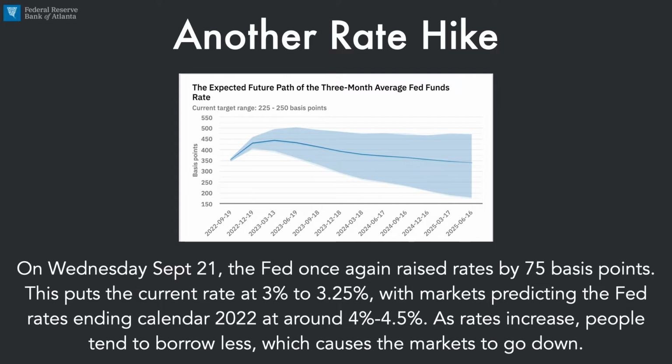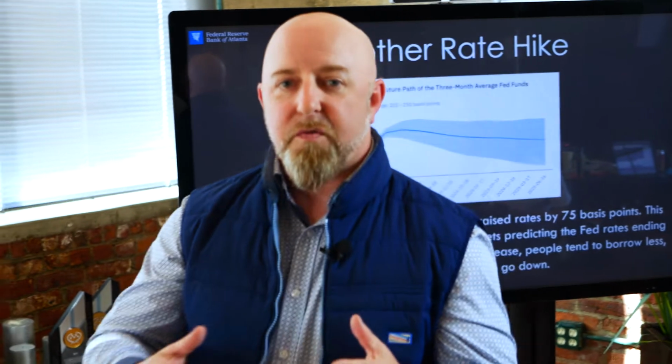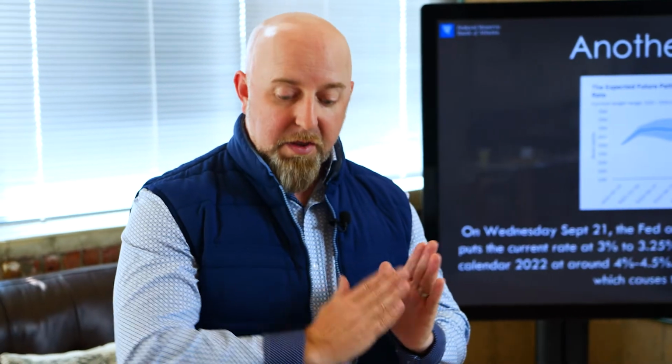As rates increase, people tend to borrow less, which causes markets to go down. What else does this cause, right? Let's take a look at it. They've committed to about 11 rate increases. So that would be 8 throughout this year plus another 3 next year.